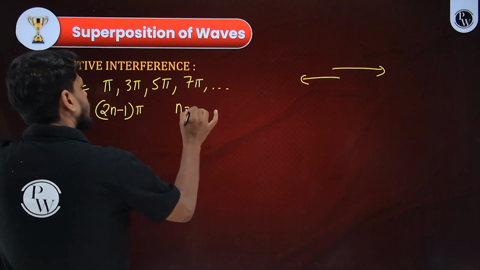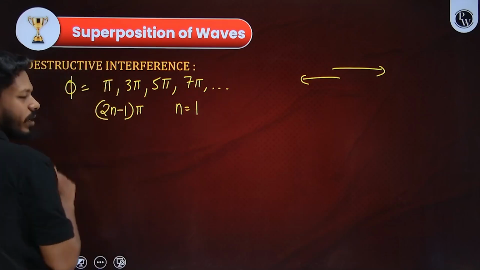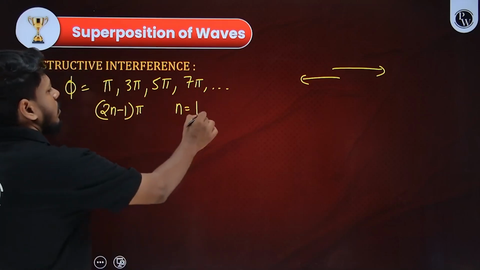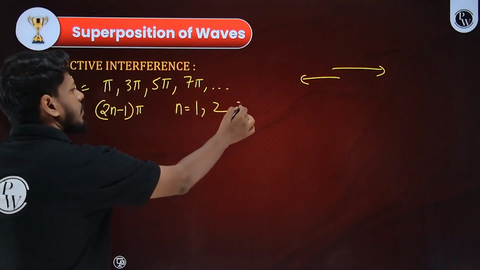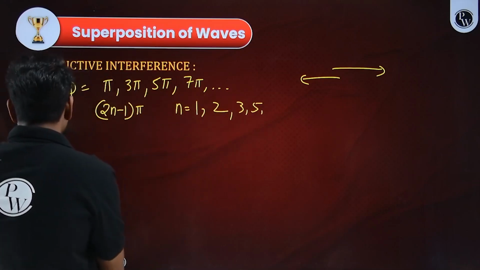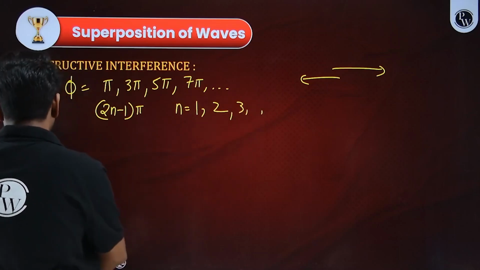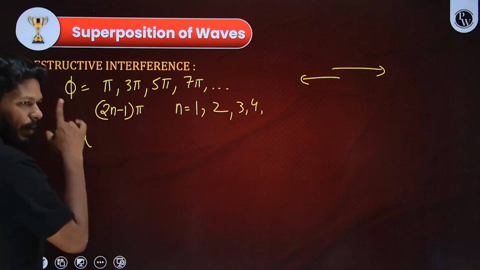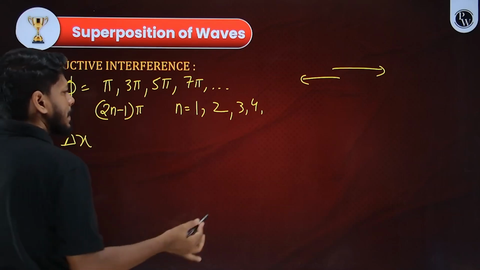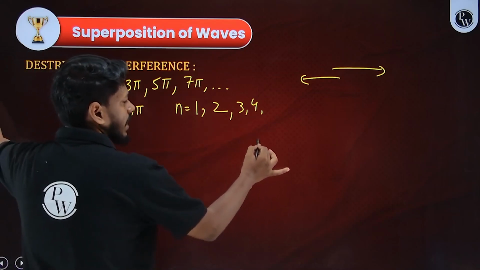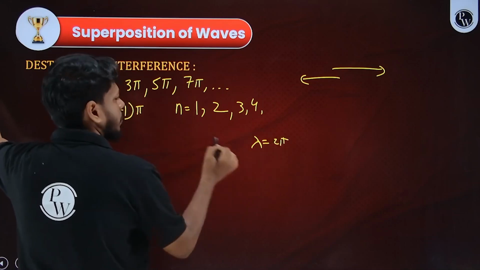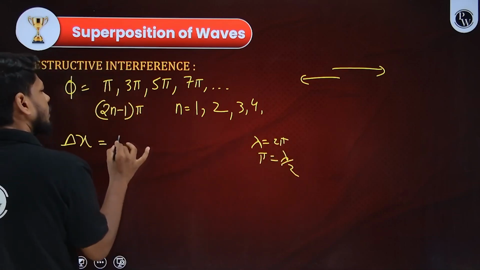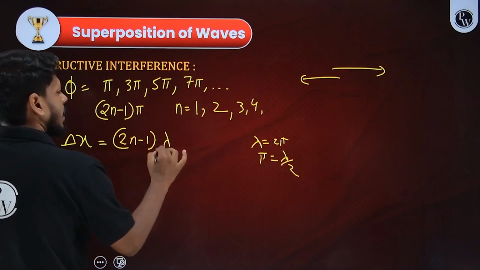Now let me put n is equal to 1. If I put n is equal to 1, what will I get? 2 into 1 is 2. 2 minus 1 is 1. So 1 into pi. If I put 2, I will get 3. 3, 5. Right. If I put 3, I will be getting 5. If I put 4, I will be getting 7. And what about my path difference? I can simply write this as, I know my lambda is equal to 2 pi. So what about pi? Pi can be written as lambda by 2. So whenever my path difference is equal to 2n minus 1, lambda by 2.